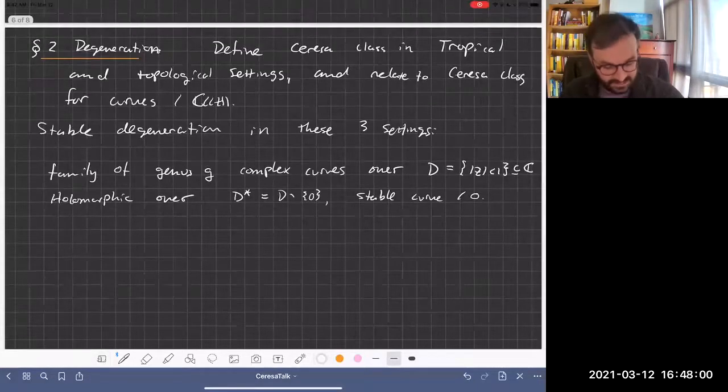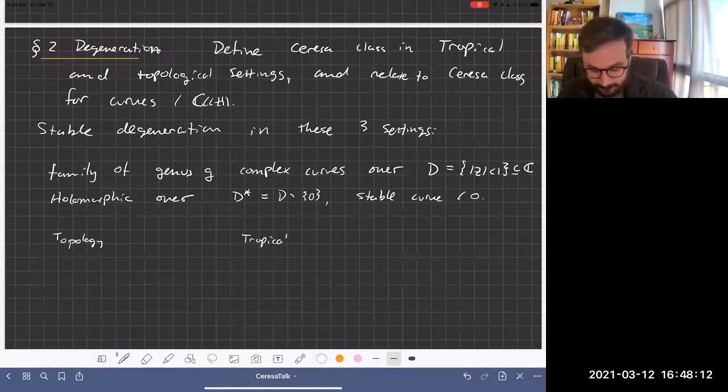So I'm going to describe what stable degeneration looks like from the perspective of topology, tropical geometry, and then algebraic geometry.